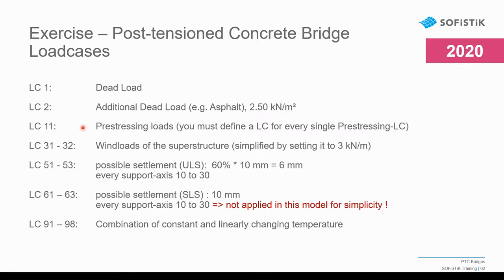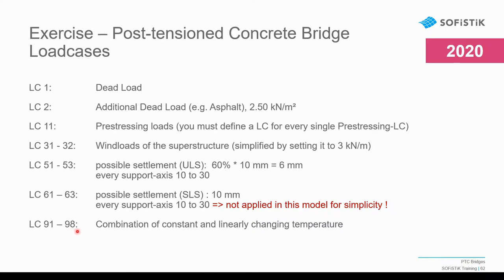From the pre-stressing of the tendons, we are going to get curvature loads. These curvature loads will be stored in load case 11. The wind loads on the structure will be considered from load case 31 to 32. The possible settlements for the ULS checks will be set up from load case 51 to load case 53. The other type of settlements for the SLS checks are not going to be considered in this specific model for simplicity. Finally, I will set up individual or single load cases for the temperature change to the constant and to the uniformly changed temperature loads as well. And I'm going to combine them in the load cases from 91 to 98.